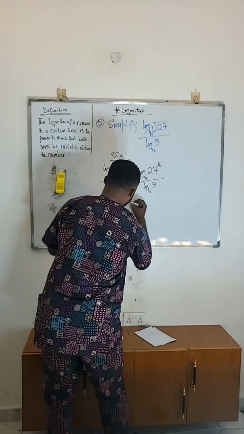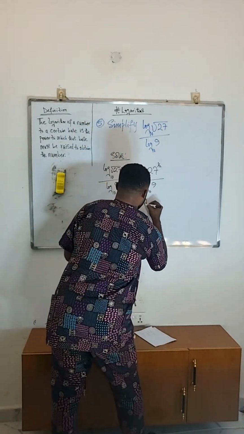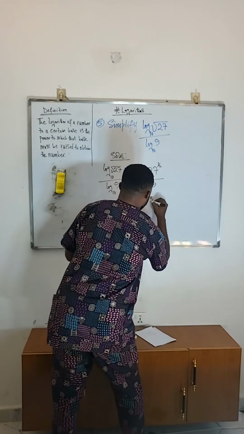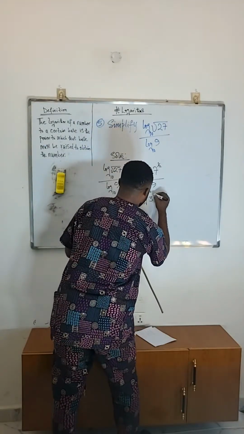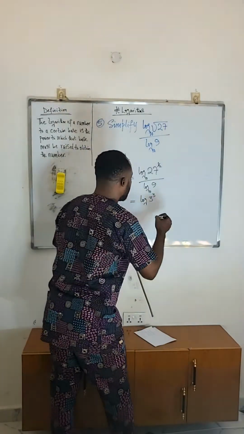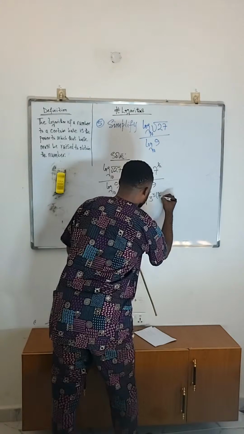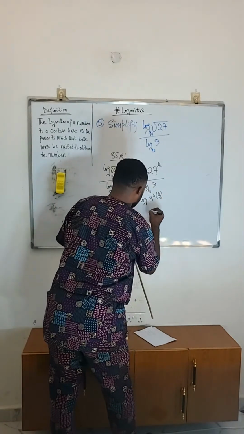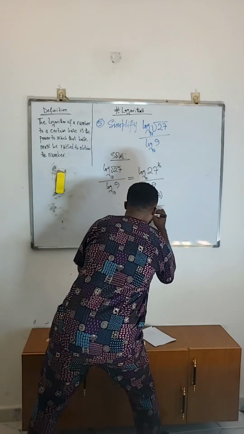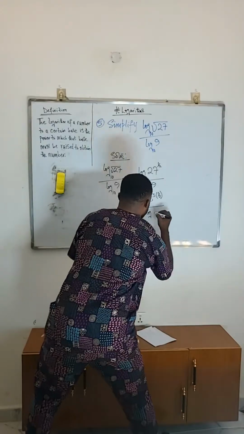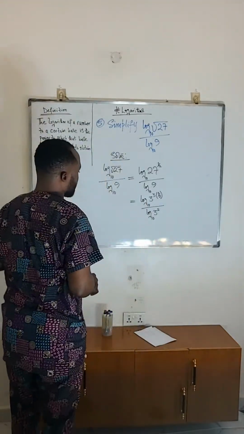In the next step, we're still going to break down 27. Let's express it in terms of 3. 27 alone is 3 raised to the power of 3. Then that 3 will multiply into the former power, which is 1 over 2, in base 10, all over log of, let's also express 9 in terms of 3, which is 3 raised to the power of 2 in base 10.